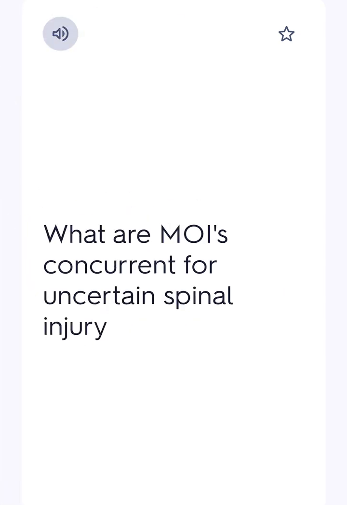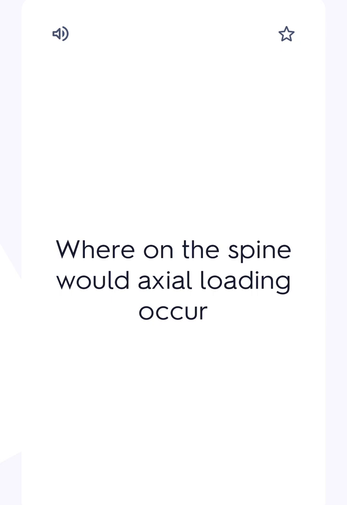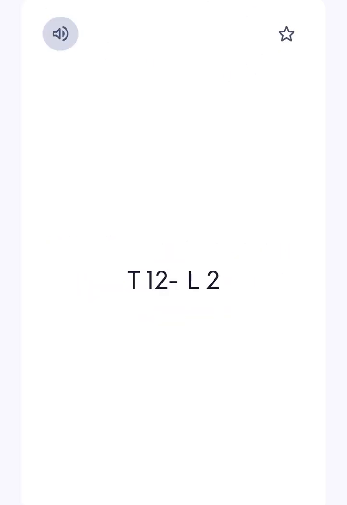What are MOIs concurrent for uncertain spinal injury? A, abnormal mental status. B, distracting injuries. C, intoxication. Where on the spine would axial loading occur? T12-L2.